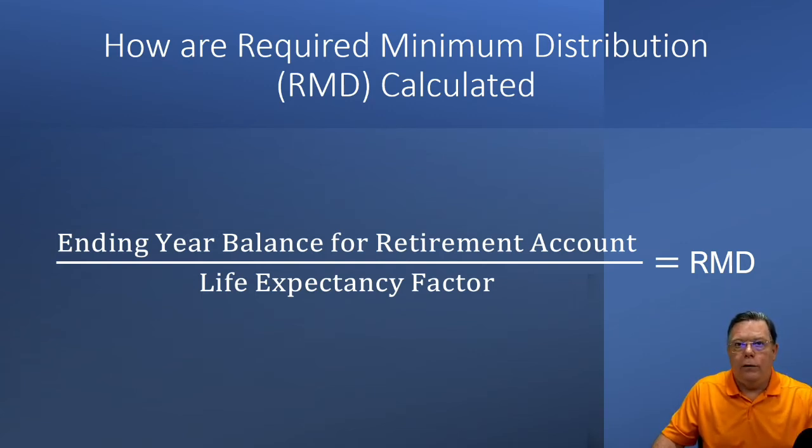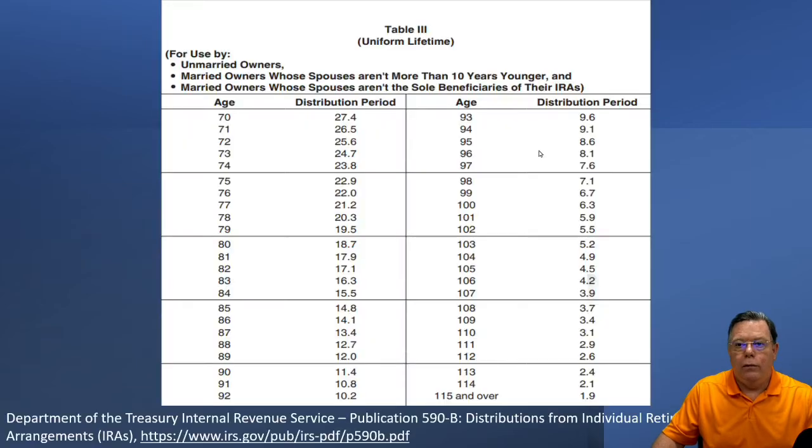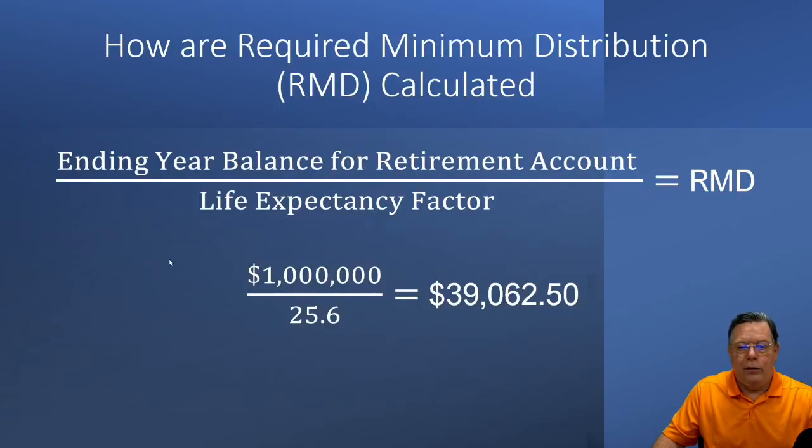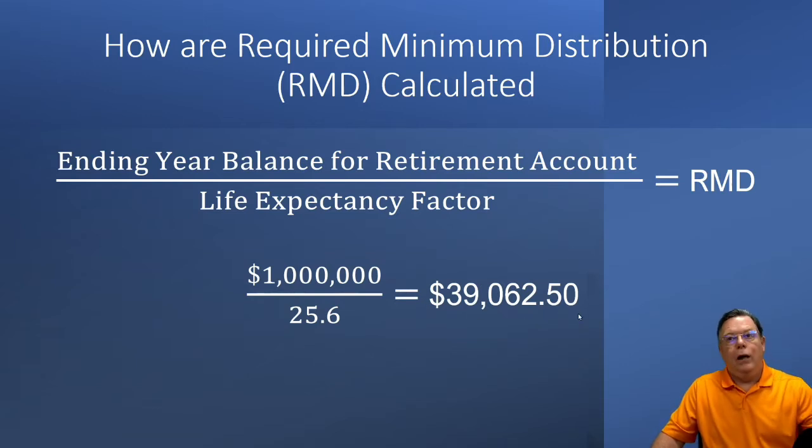This factor comes from a table, which is right here. Again, a lot of small print, but I'll just try to get the overall theme, which is that you look up your age. So let's say you're turning 72 this year. You find this factor, 25.6. Okay. And let's just say you have $1 million in your retirement plans. You're going to divide that by 25.6, and that's going to equal $39,062.50. You have to take out at least that.